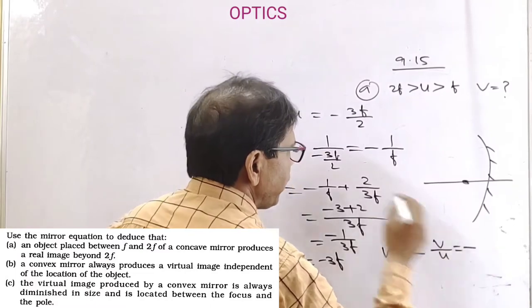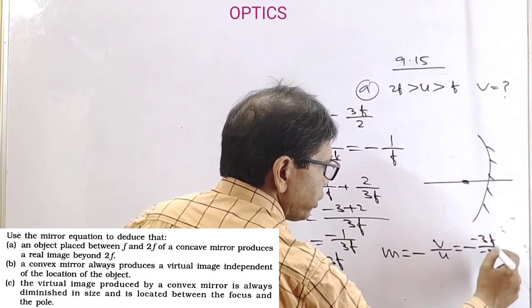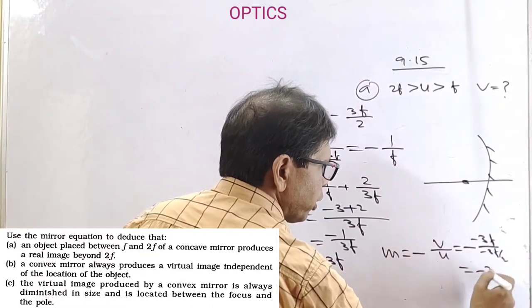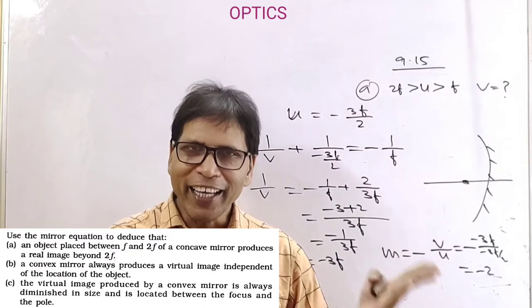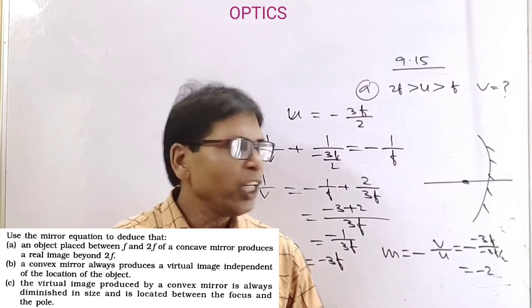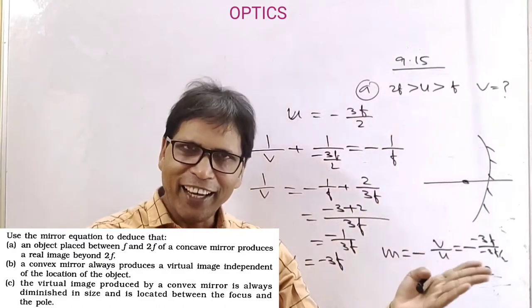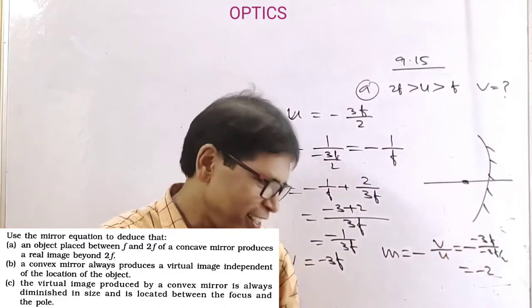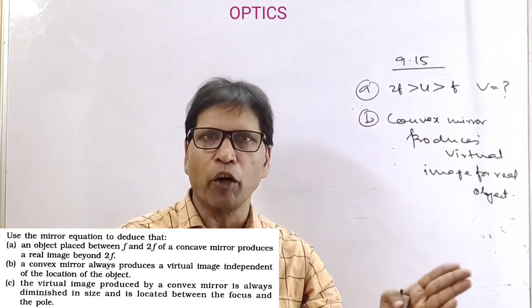Look at this here, minus V equal to minus 3F, U equal to minus 3F by 2. So this is the minus 2. Okay? So a magnified real image is formed if the object is placed between this and this. Okay? Next. A convex mirror produces a virtual image for a real object.